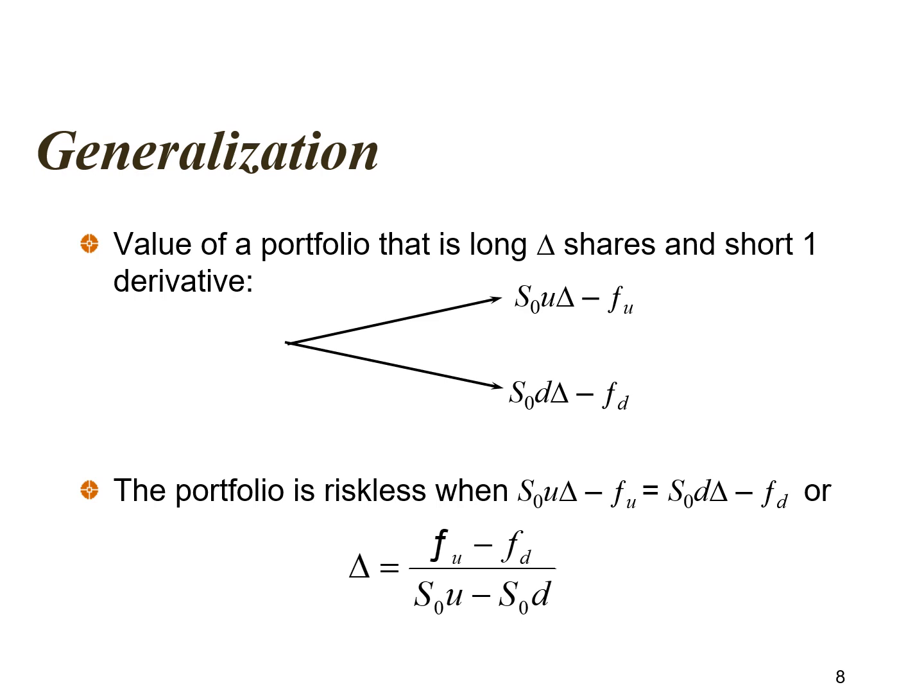So the portfolio is riskless when both of these equations are equalized. So S0 u times delta minus fu should be equal to S0 d times delta minus fd. So solving for delta, this gives you delta is equal to fu minus fd divided by S0 times u minus S0 times d. So the value of the delta is basically nothing but the change in the value of the option to the change in the value of the underlying security.